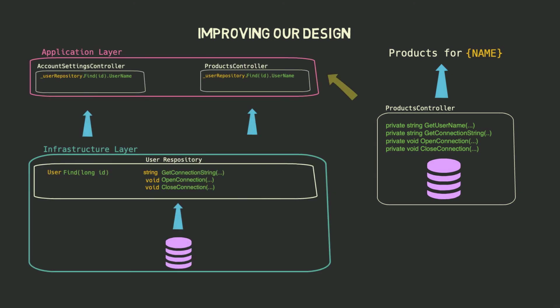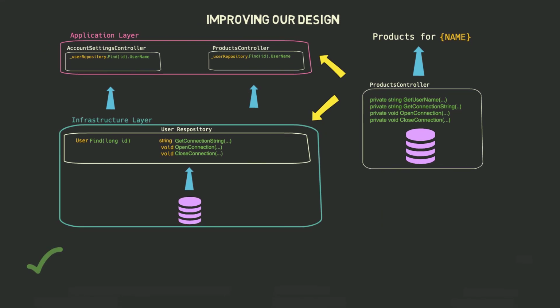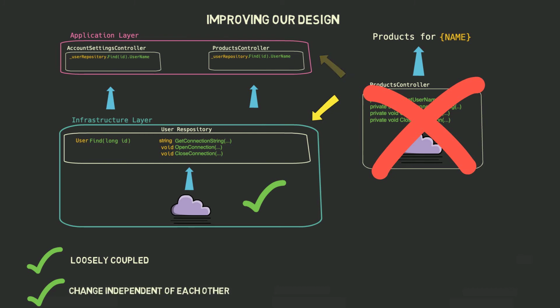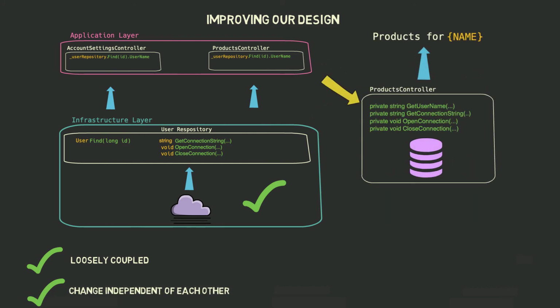Another benefit of this design is our application layer is now decoupled from our infrastructure layer. We now have the flexibility of the two layers being able to change independent of each other. We have also moved the responsibility of how to interact with our data from our controllers and into our repositories.